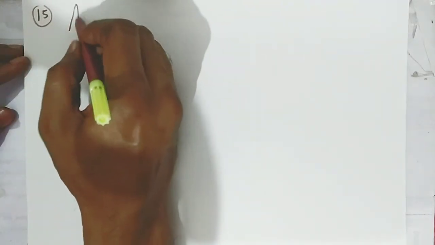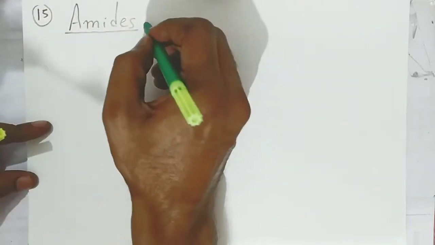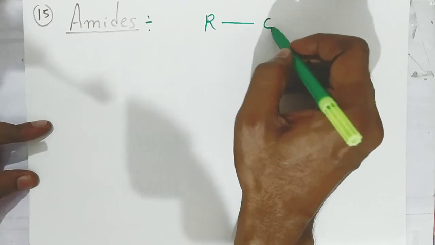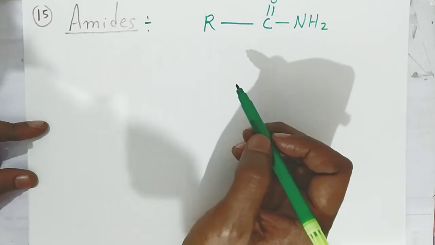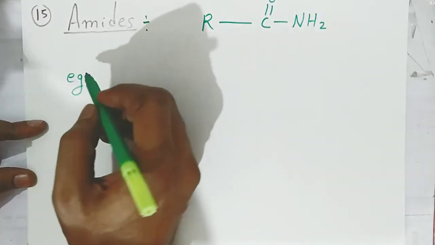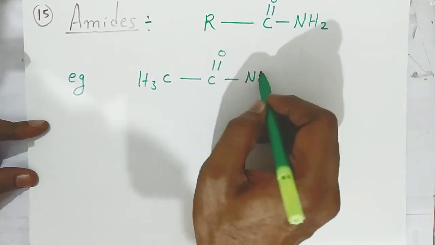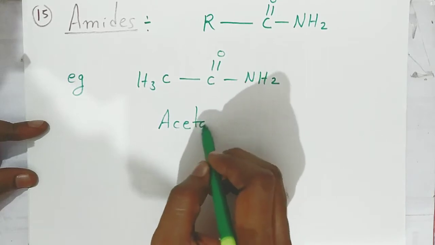Now we will see the 15th functional group, students, that is called amides. What are the amides, students? When hydrogen of the alkanes we are replacing with the amide group. This is the amide group, students, CONH2. We call these amides. Say for example, when hydrogen of the methane we are replacing with the amide group, this is called acetamide, because of two carbons.